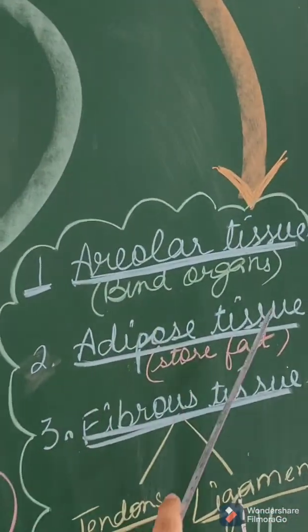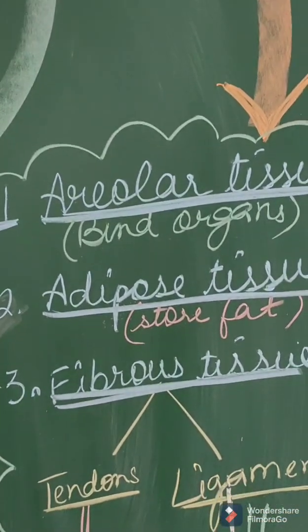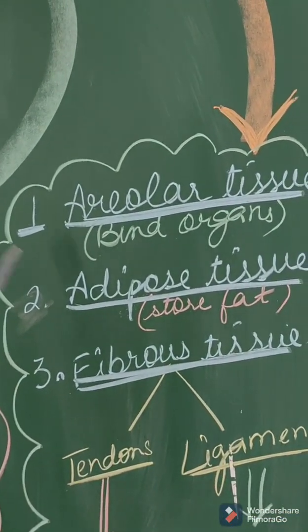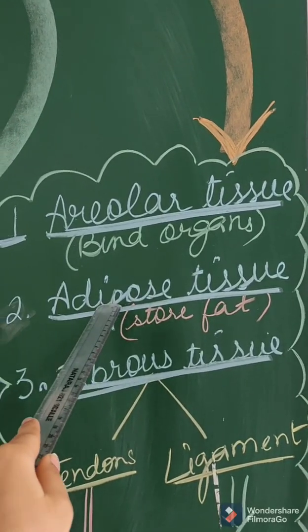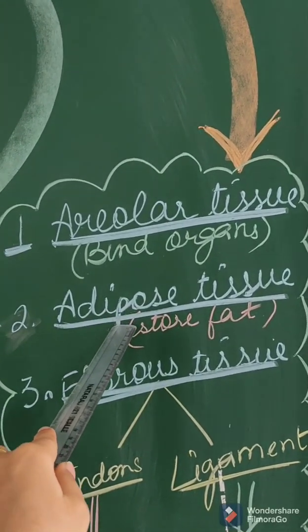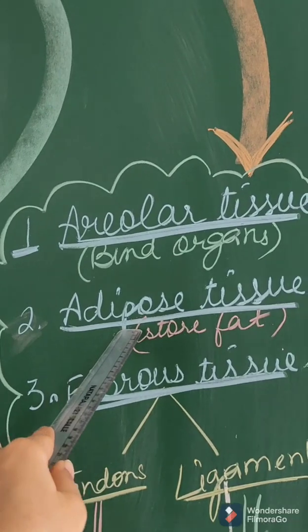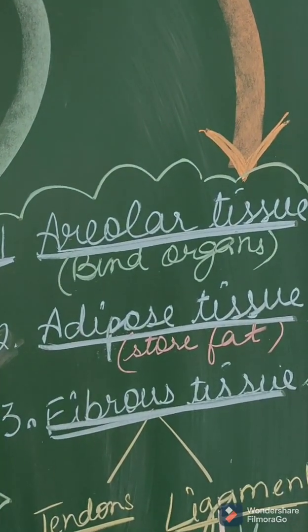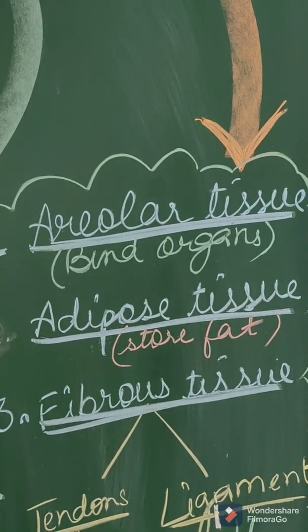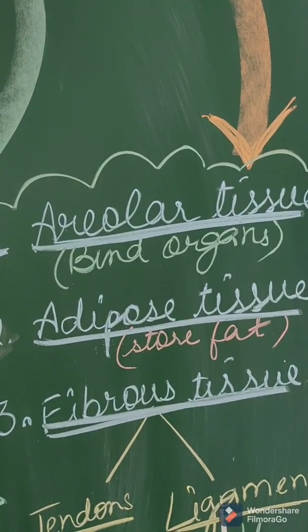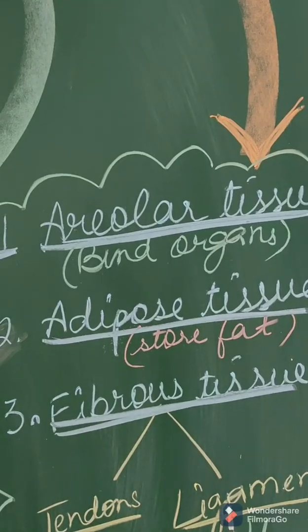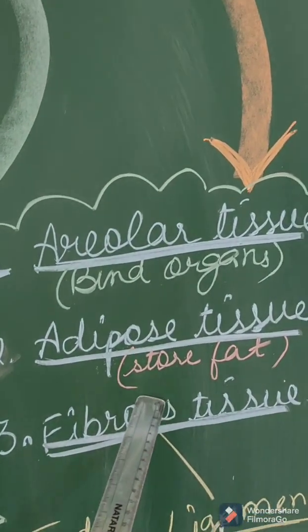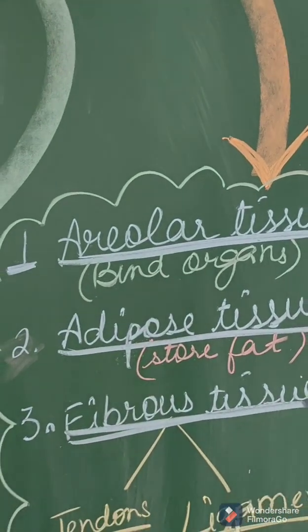Next we have adipose tissue. This tissue stores fat in it. So it has several functions inside our body. First of all, it provides insulation to our body. It is present under the skin throughout the body. So this is the reason our body temperature remains constant. It doesn't allow the heat of the body to move outside. Whatever the temperature in our surrounding is, our body temperature is not going to change because of adipose tissue.